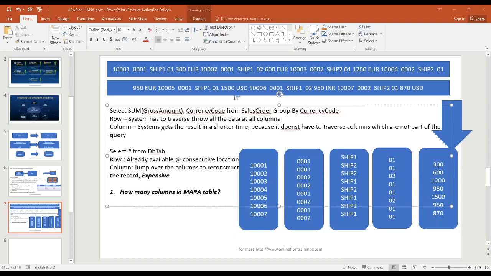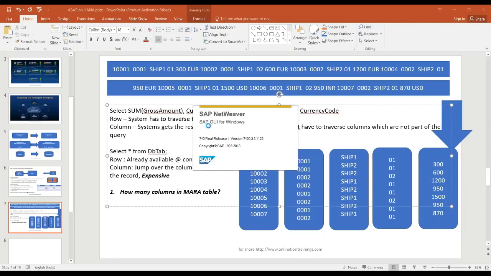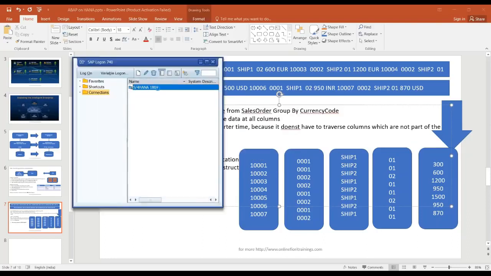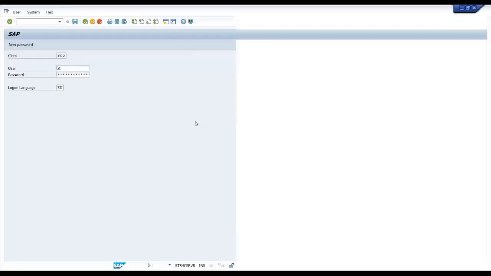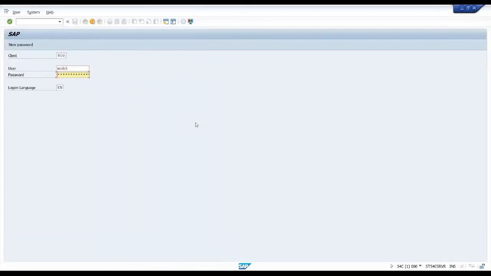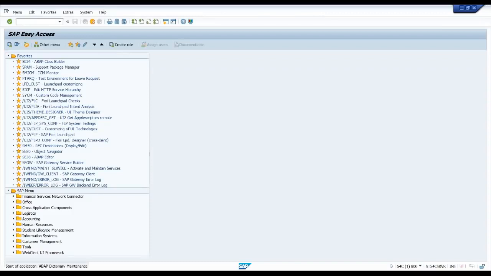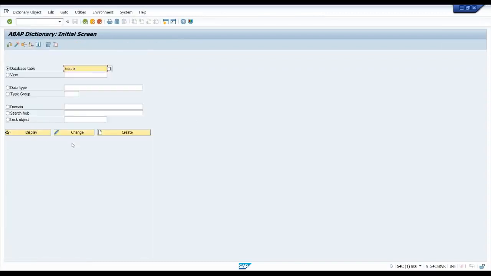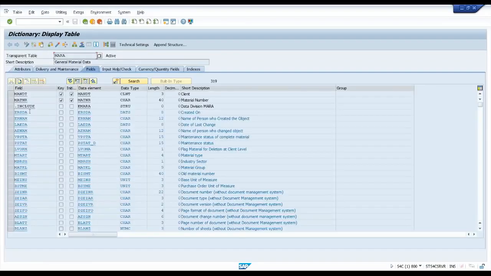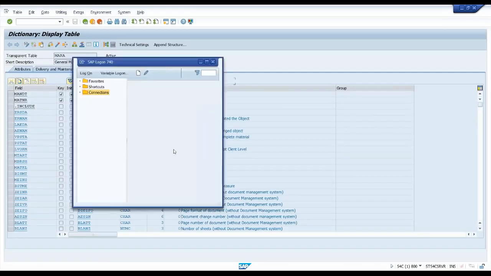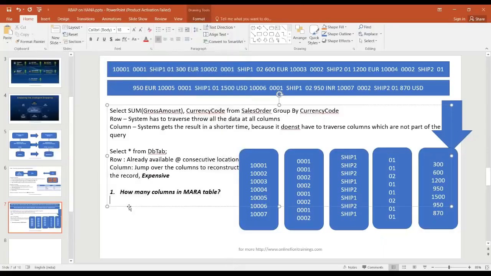Let's quickly check it out in the system. So I will jump to my S4 HANA system, which is set up for this training. I'll just quickly go inside the system, and let's have a look at the Mara table. And now you can check, guys, it has around 319 columns. So the answer to this question is about 319 columns.